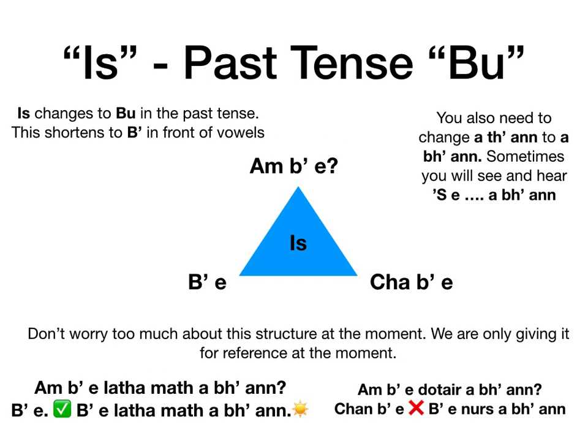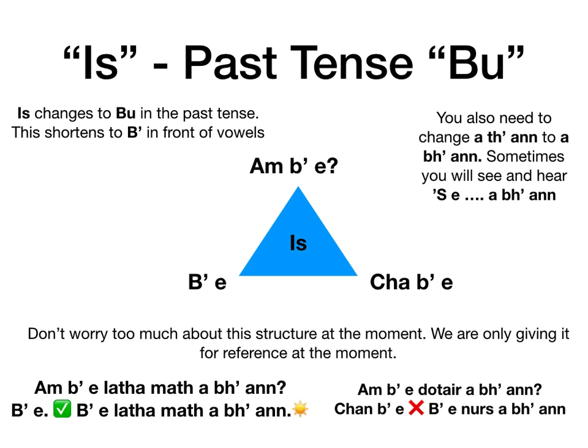Now, "is" is the present tense, so it could also be used in the future. There's a past tense form of "is", and it's "bu". And we're just showing this for reference at the moment. It will appear in other phrases, but it's good for you to know it at the moment. "Is" changes to "bu" in the past tense, and this shortens to "b'" in front of vowels. So instead of saying "an e", "is e", you go "b' e".